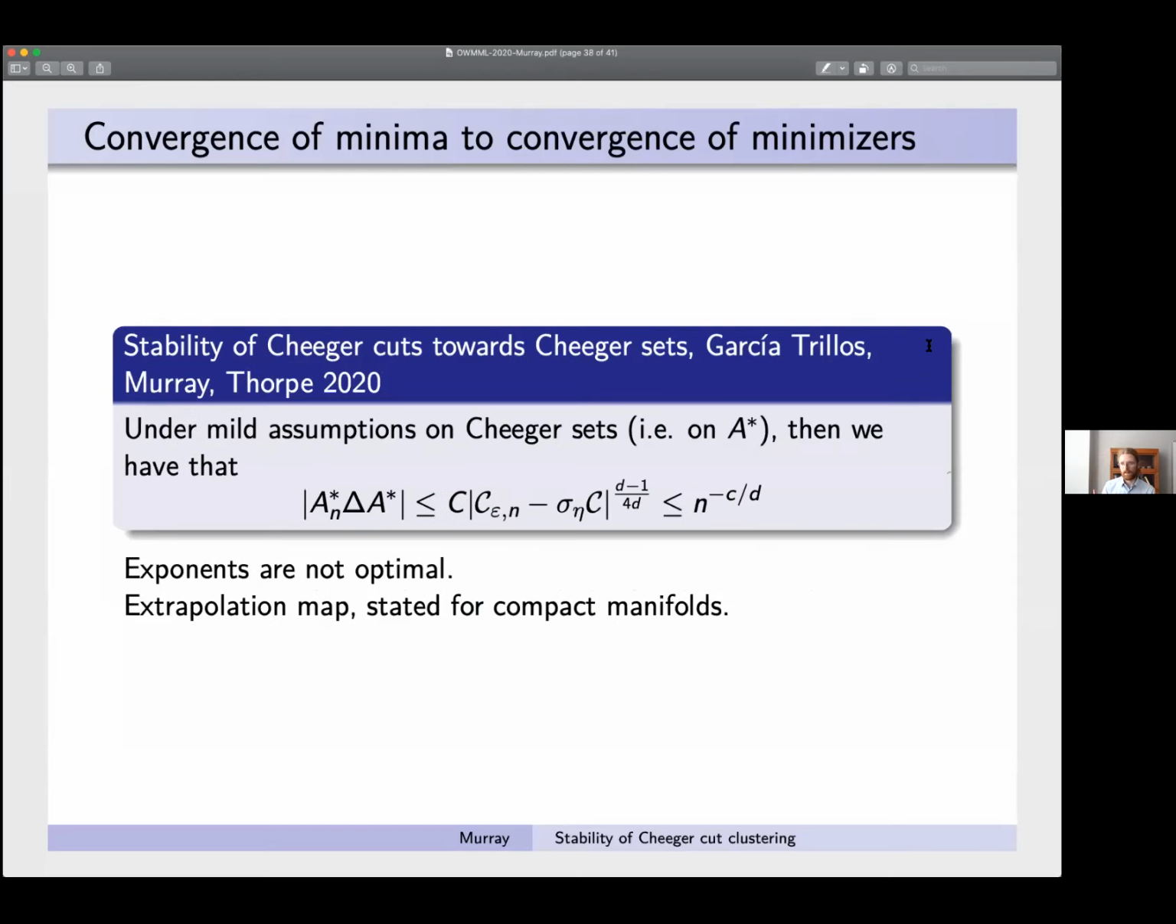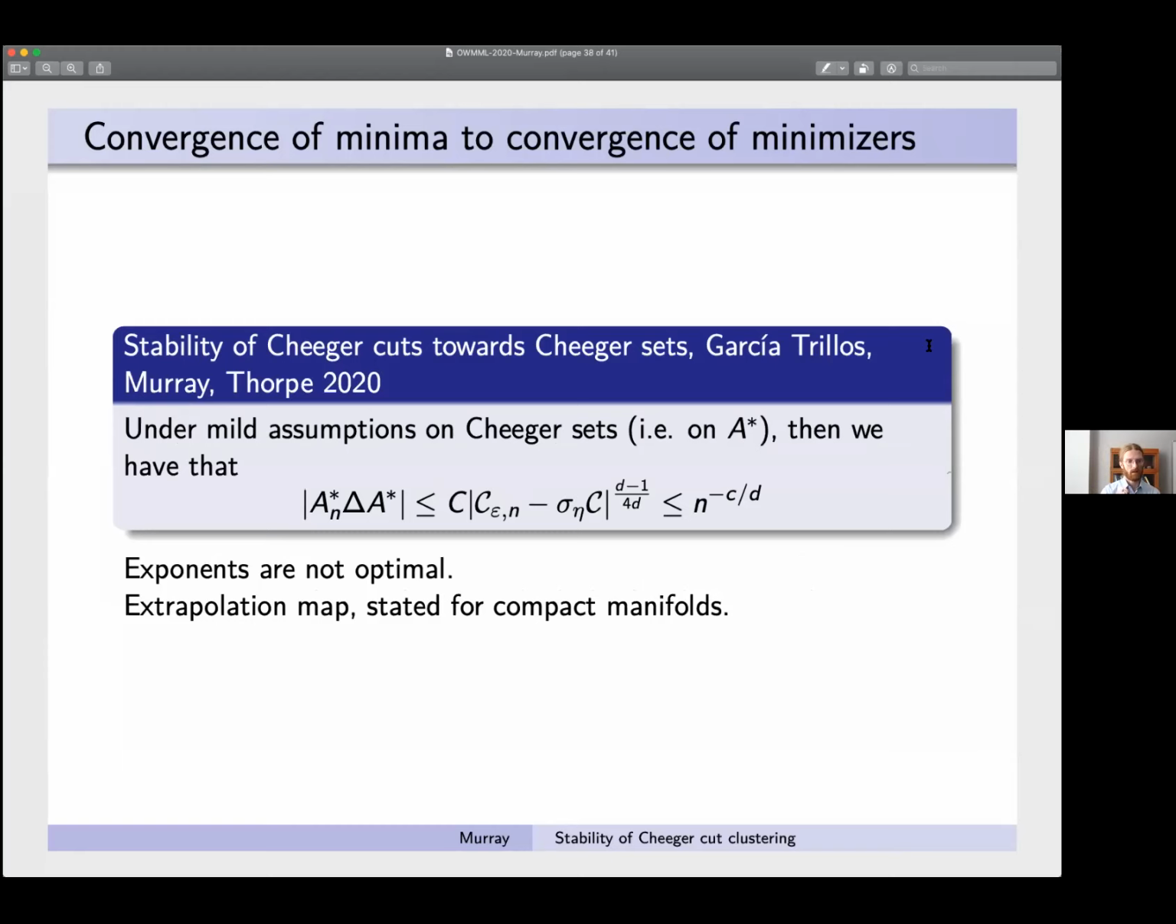It turns out, the punchline here, the end of the story for our paper, was that using these isoperimetric stability results and shoehorning them into our problem, we could actually prove an analogous stability result for the convergence of the Cheeger cuts towards the Cheeger sets.